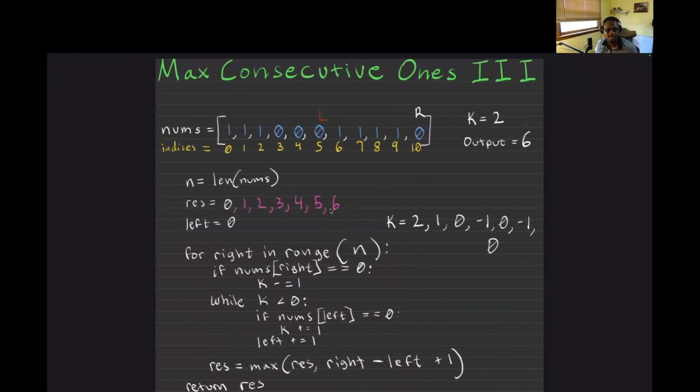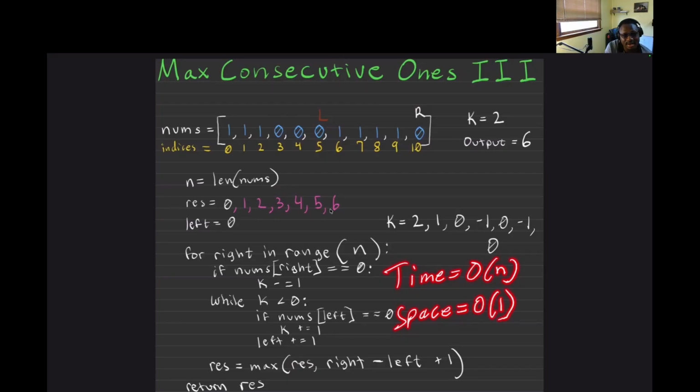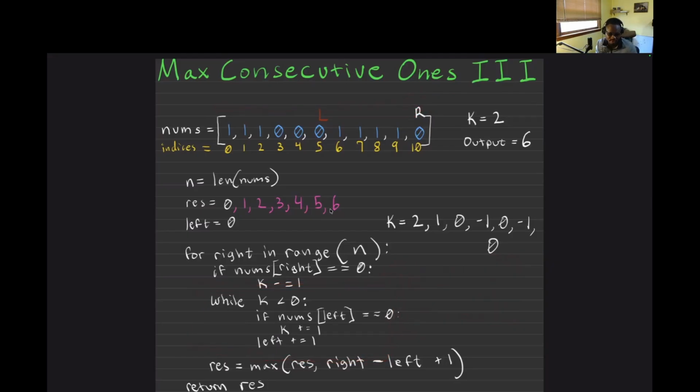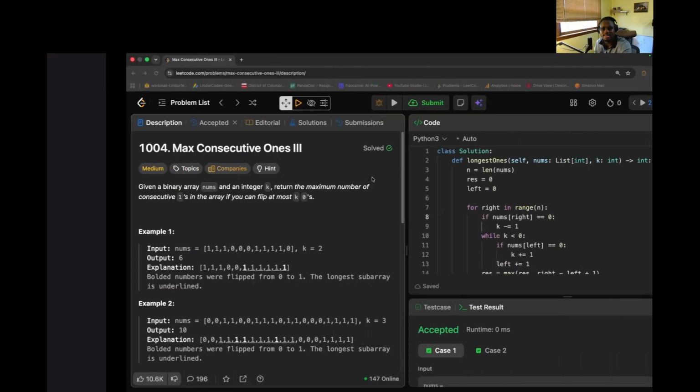Let's go over to the drawing board and talk about the time and the space, okay? So the time is big O of n, right? And the space is big O of 1, so it's constant. And the time is linear because we don't have that double for loop. And at most, this while loop could just go the length of the array, but just one time, right? It's not a nested for loop. And that is the solution.